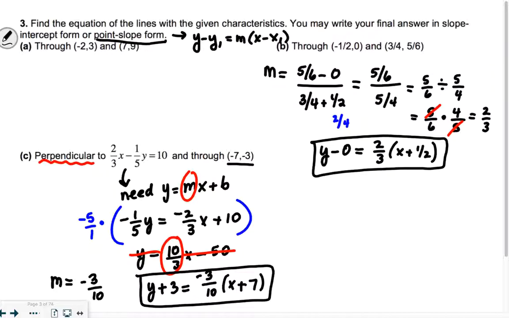Was the slope originally just 10 over 3 or was it negative? It was 10 over 3, yeah. So we make it the opposite, meaning plus becomes minus or minus becomes plus, and reciprocal.